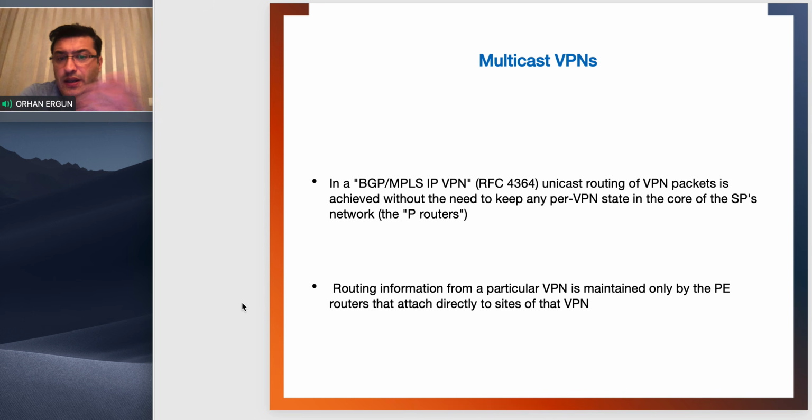So in BGP MPLS IPVPN, when I say RFC 4364, or L3 VPN, when I say layer 3 VPN, I am trying to tell you this RFC, providing IPv4 unicast service by default. Unicast routing of VPN packets is achieved without the need to keep any per VPN state in the core of the SP's network. So if we remember that unicast MPLS layer 3 VPN, what were the elements? PE device, P devices, and another PE device. So ingress PE, egress PE, and P devices.